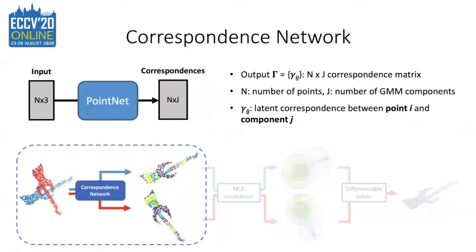Now let's take a deeper look at the correspondence network and the two differentiable compute blocks. The correspondence network takes a single point cloud with N points and outputs J scores for each point, which represent the expected probability that a particular point corresponds to a particular component of the latent Gaussian mixture model. Although we used PointNet in our experiments, in practice, PointNet can be replaced with any 3D segmentation network. The key is not in the network architecture, but in how the output is interpreted in the compute blocks that follow.